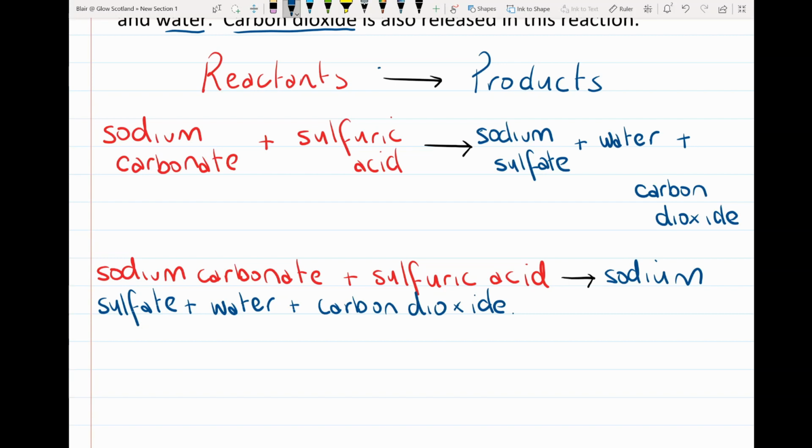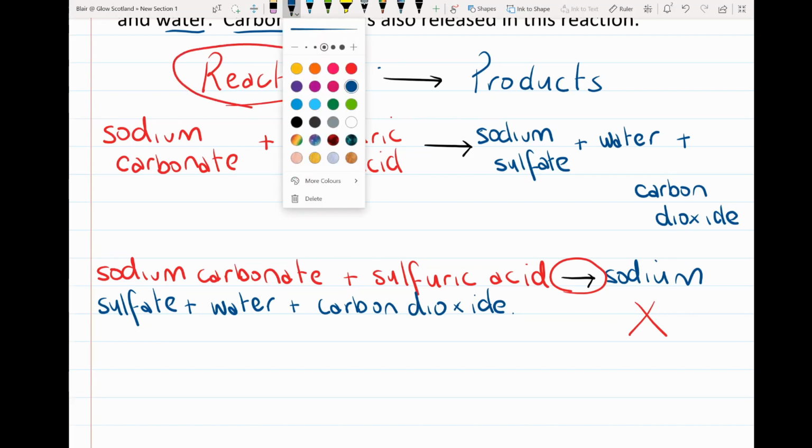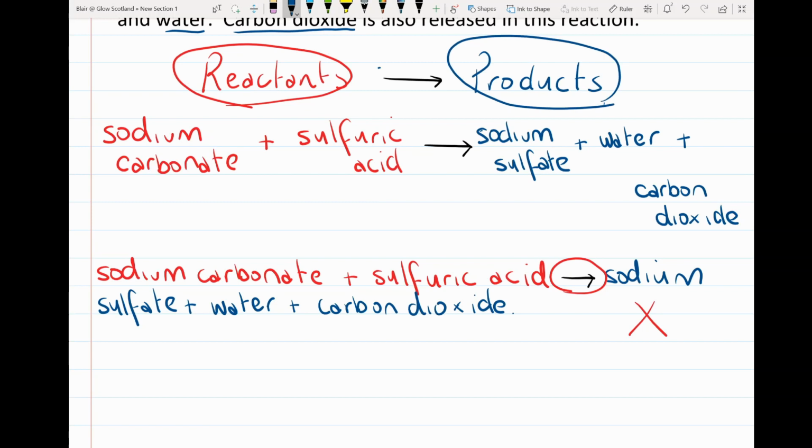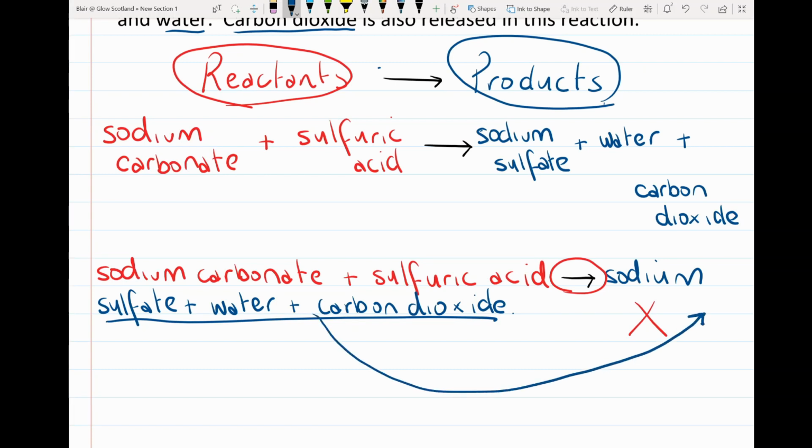Okay, so what's really important is that we understand not only that it is incorrect, but why it's incorrect. And the main reason is this arrow. This arrow should be separating our reactants from our products. Okay, and as you can see on this example here, the sodium carbonate and the sulfuric acid are on the left of the arrow. The first sodium is on the right of the arrow, but then the sulfate, water and carbon dioxide down here, they're on the left hand side of the arrow. Okay, and that is the wrong place for them to be. They need to be over here, like the first example that you've seen there.